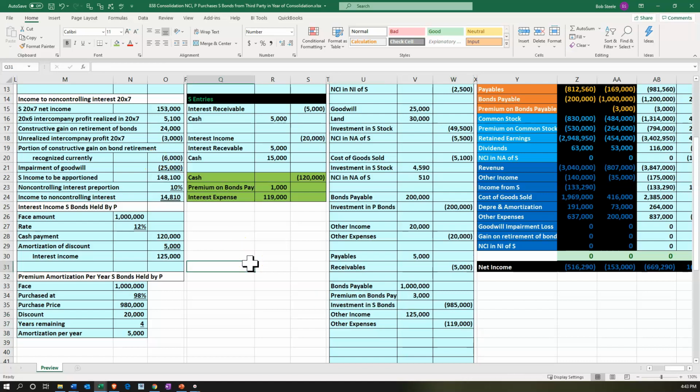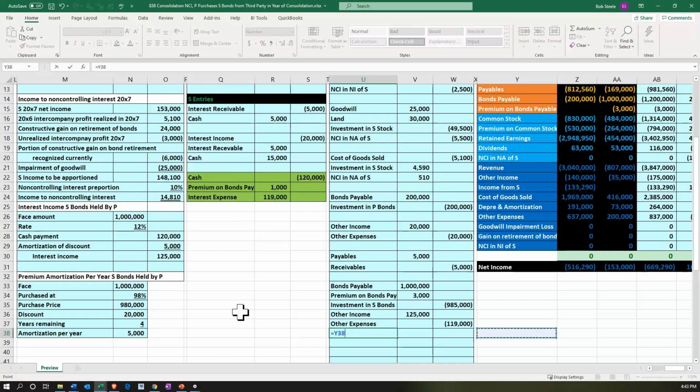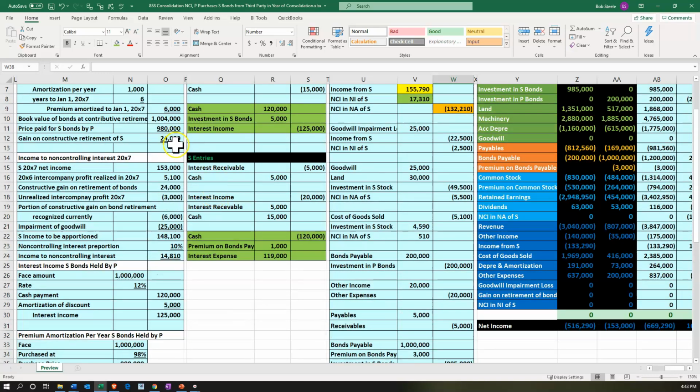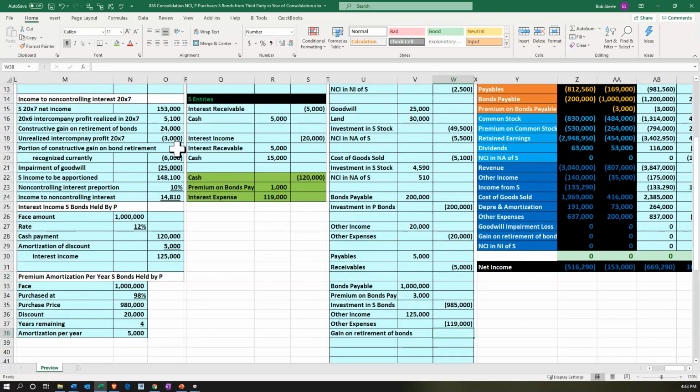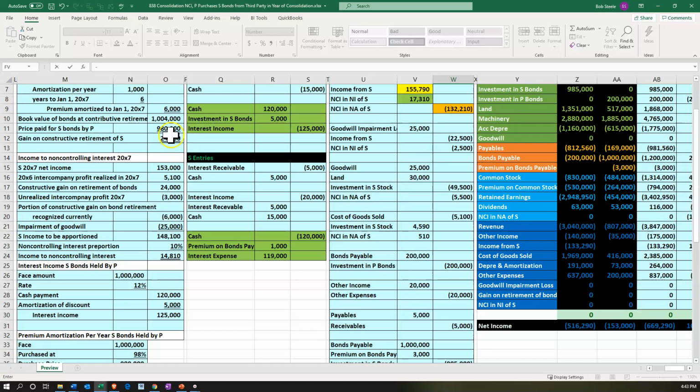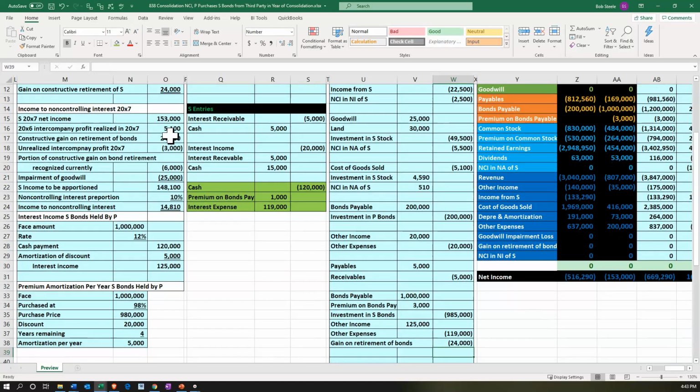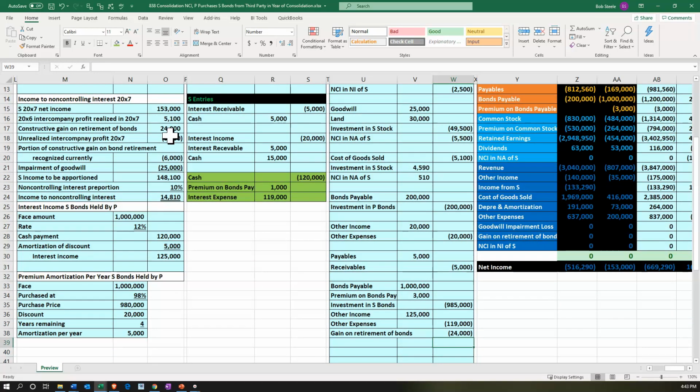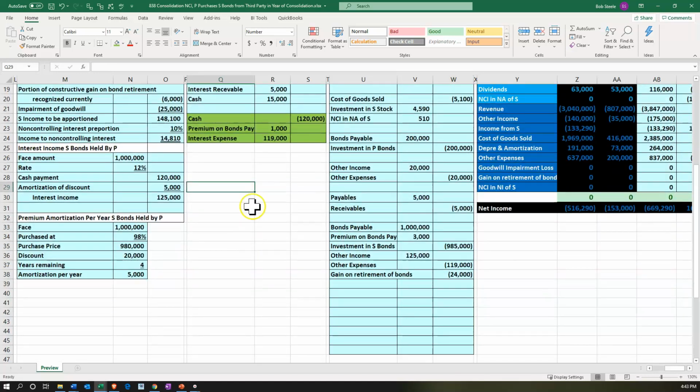Okay, so now we have the gain on the retirement. So the gain on the retirement, because this happened in the current year, P did this purchase of the bonds of S from a third party. And so that's going to be the 24,000 that we calculated here. So I'm going to say that's going to be the 24,000. It's a gain. So I'm going to say negative of that 24,000. So there we have that. And that should do it. Debits then equaling the credits. If we add this up, that looks good. All right. So there we have it.